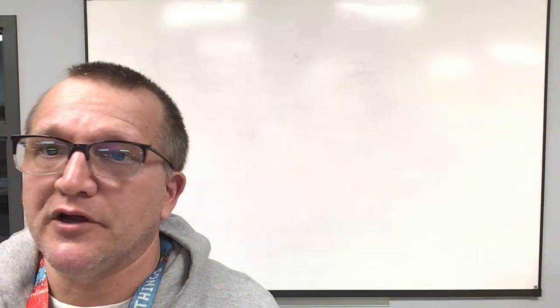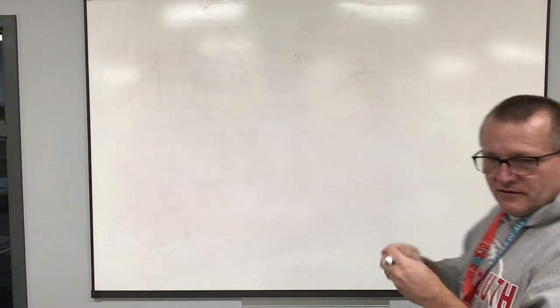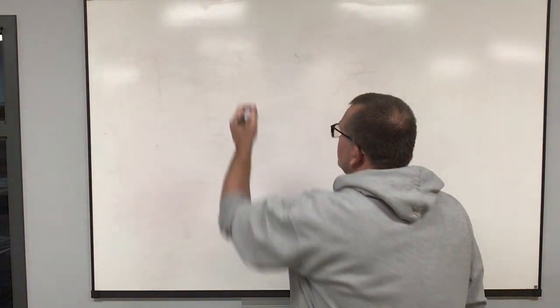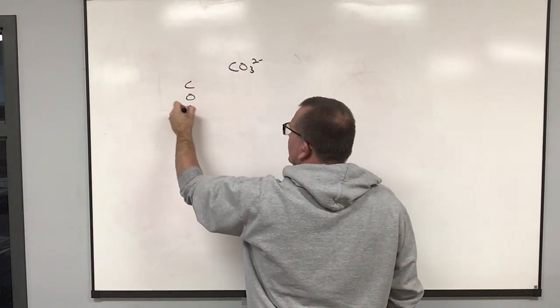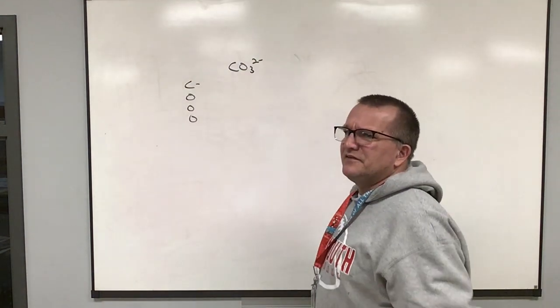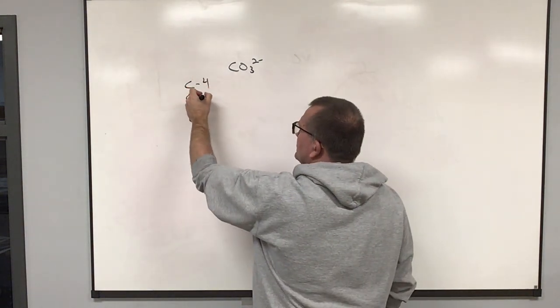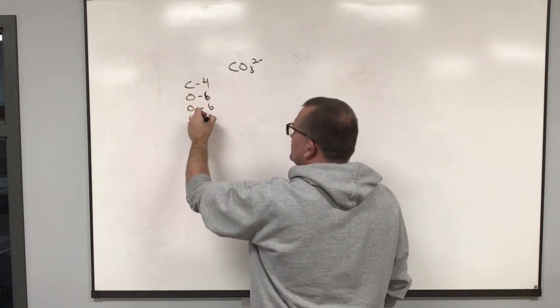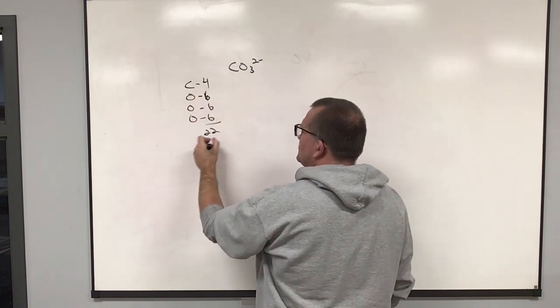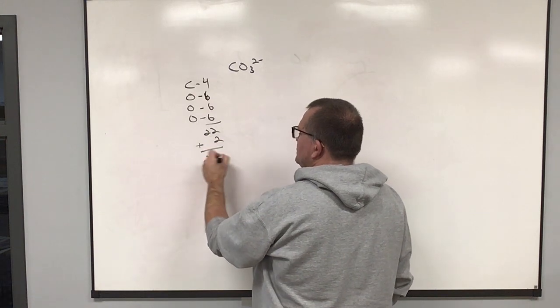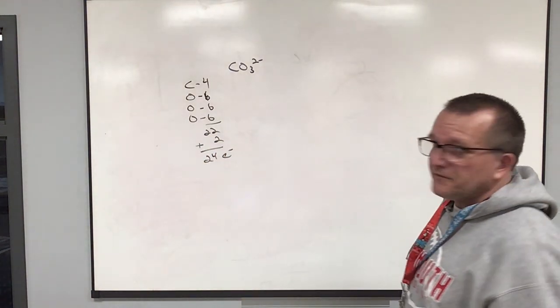All right, so we want to draw the Lewis structure for carbonate. So we got CO3, 2 negative. I have a carbon and 3 oxygens. Carbon, when I look at valence electrons, has 4. Oxygens have 6. So 12 plus 4 is 16, and with the negative 2 charge I add 2 electrons, plus 6 more. So I should have 24 electrons in my structure.